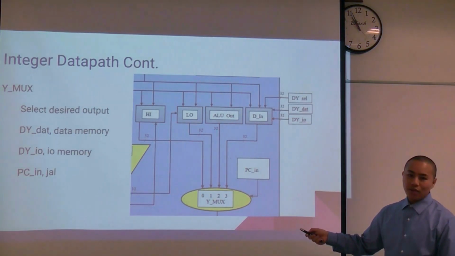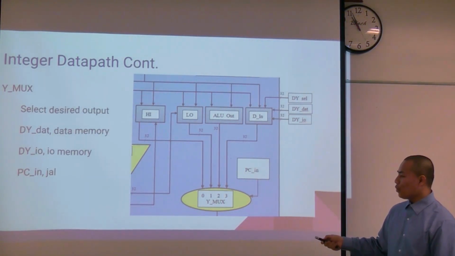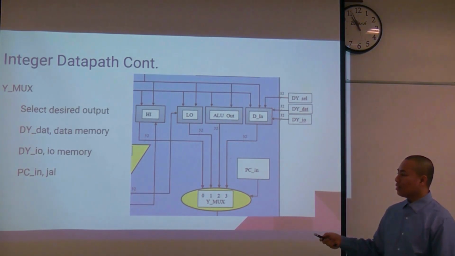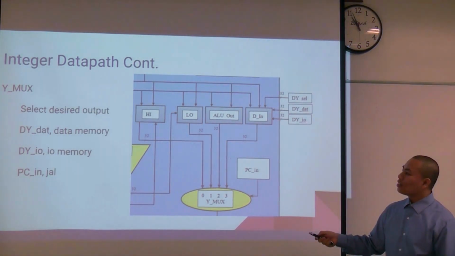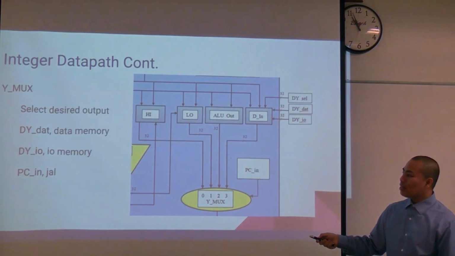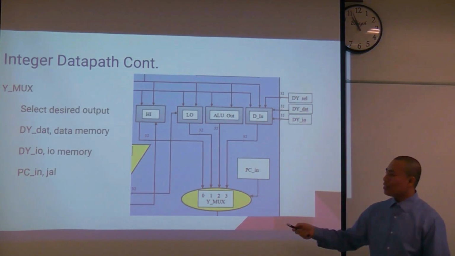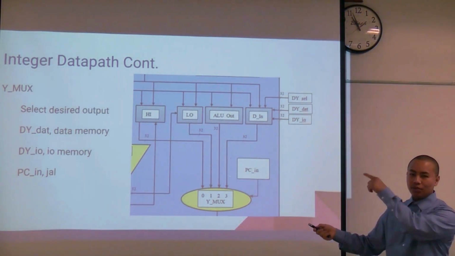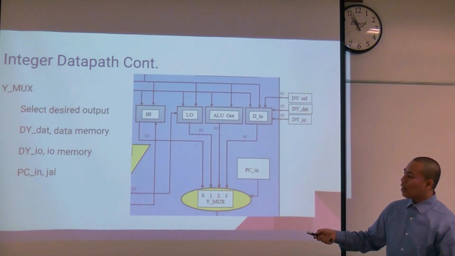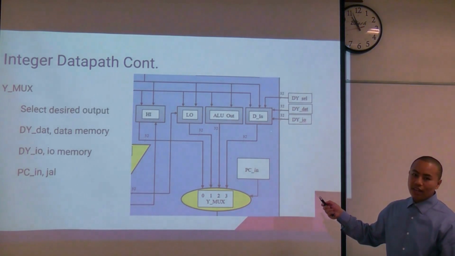So this is the YMUX. This is what we wish to output, depending on the operation. So we select a DY. DY is data memory. So this is the input that comes from data memory. And then DYIO, that's I/O memory.